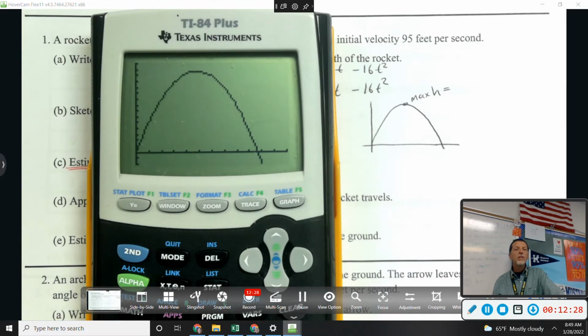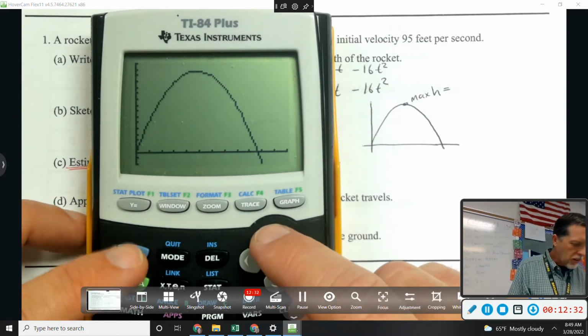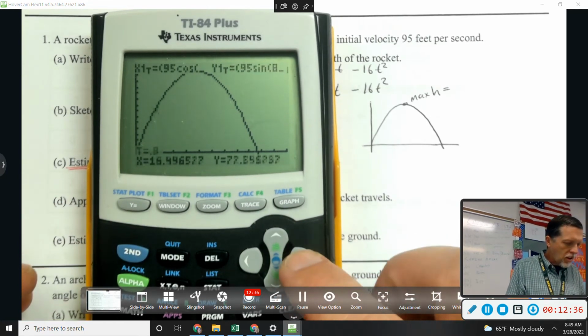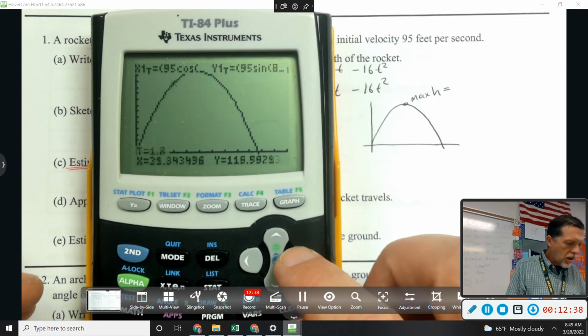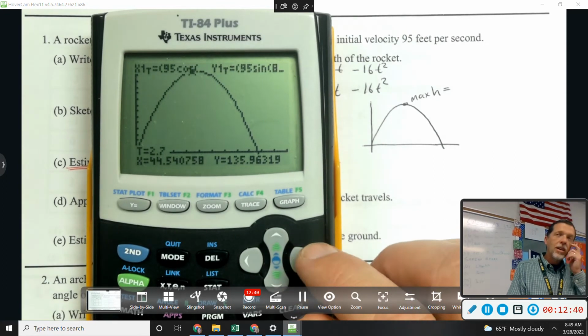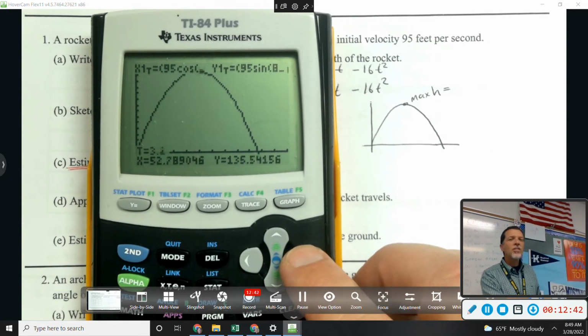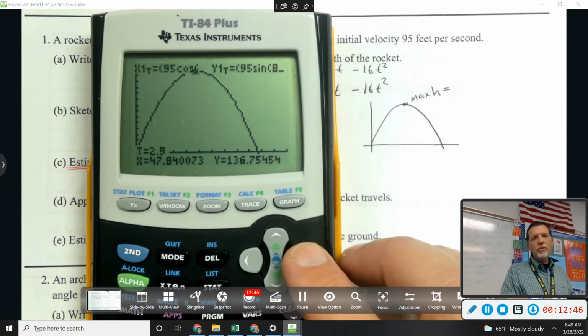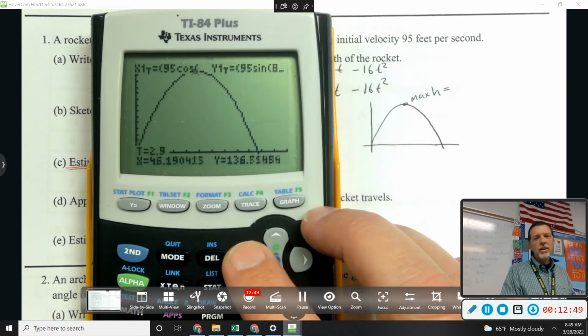Could you go to table? You can go to trace. Table would work too. I'm going to go to trace. Now, if we have different window settings, we might get slightly different answers here. So I'm just scrolling around waiting for my Y value to be a maximum.